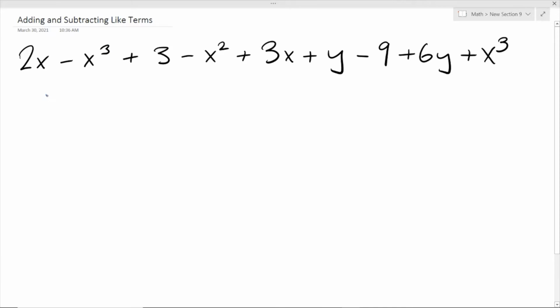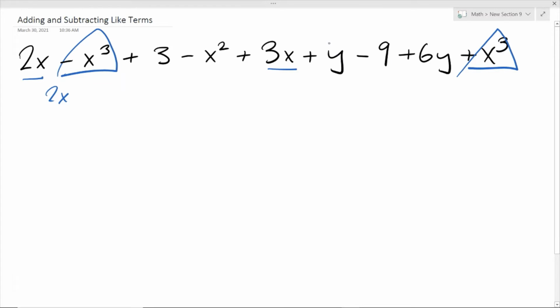So let's say if we look at 2x, we can see that this is a like term with 3x because 2x and 3x both have an x at the end, like this. Same for, say, x cubed and negative x cubed and x cubed. Both like terms because they both have an x raised to the exponent of 3.